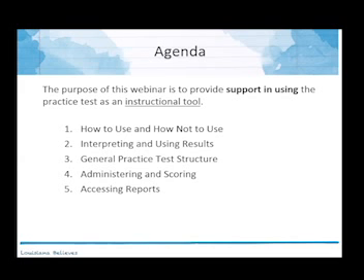So for today, we're going to go through how to specifically support using the practice test as an instructional tool. So, do's and don'ts, interpreting and using results, and then some more logistical topics like the practice test structure, timing recommendations, administering, scoring, and reporting.